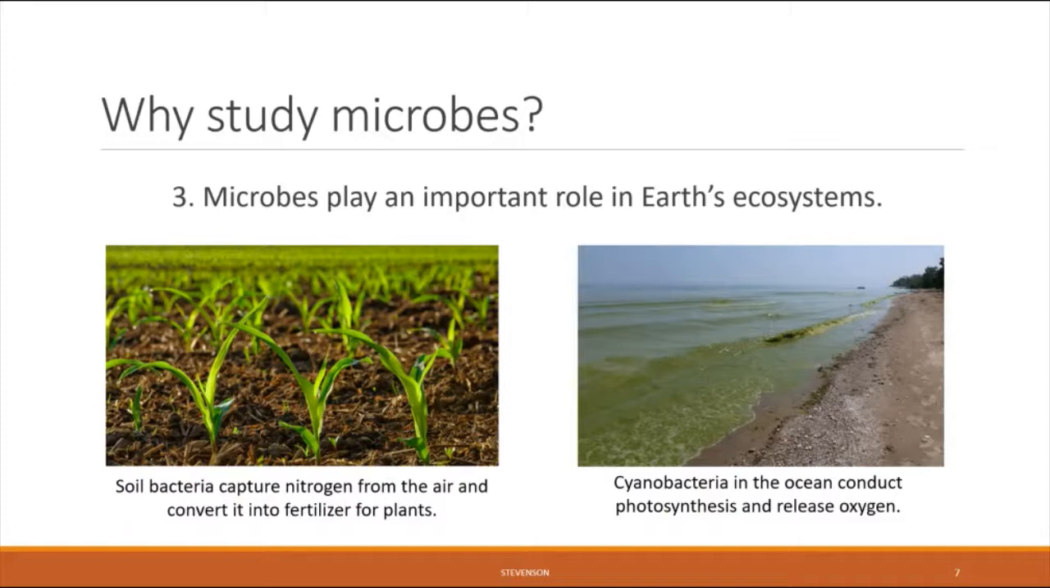And cyanobacteria are important because they can perform photosynthesis. As we learned previously, one of the products of photosynthesis is oxygen. Oxygen is given off actually as a waste product of photosynthesis. And therefore, cyanobacteria play a very important role in supplying oxygen into the atmosphere and contribute significantly to the amount of oxygen that we breathe today.